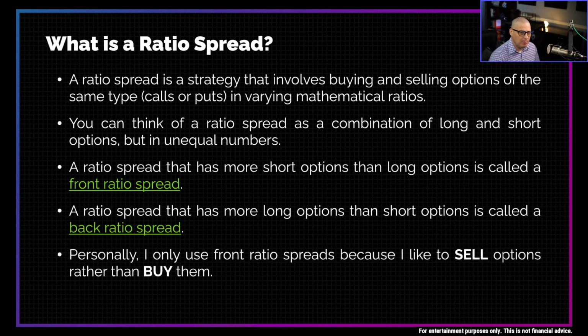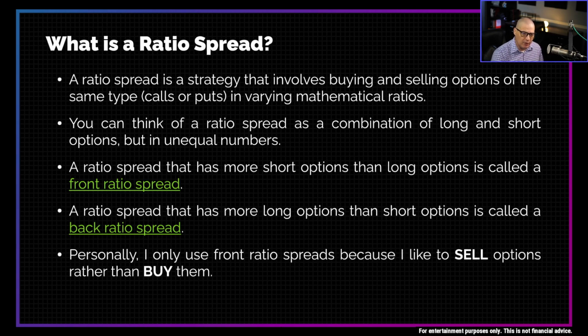Now, ratio spreads come in 2 varieties. What we're talking about today is really a front ratio spread. There also is something called a back ratio spread. The front ratio spread is definitely the most common of the two. So a front ratio spread has more short options than long options. And because we're primarily option sellers, we want to be trading front ratio spreads.